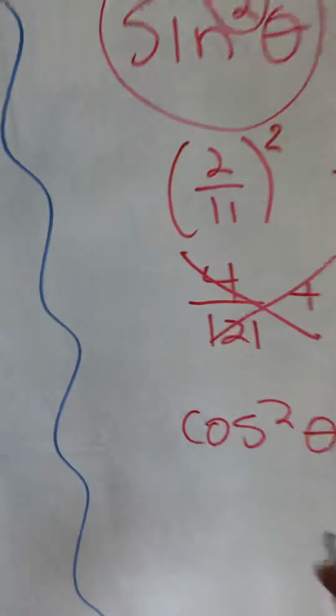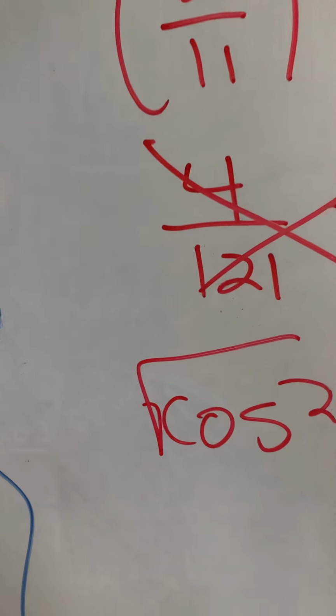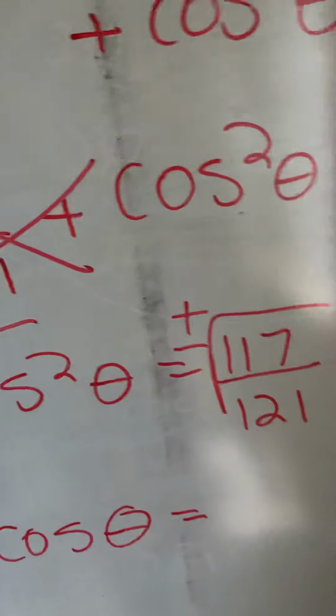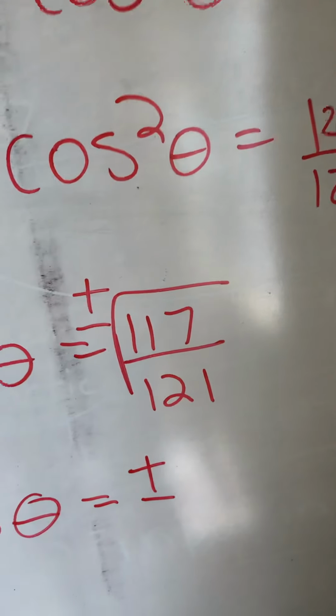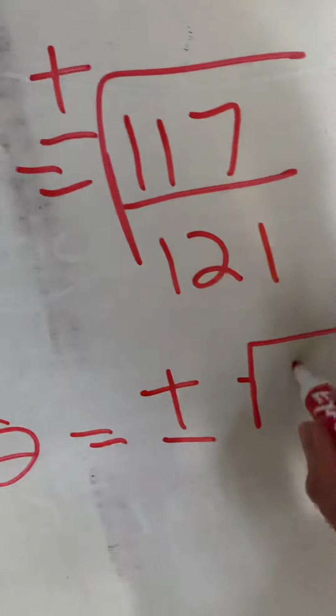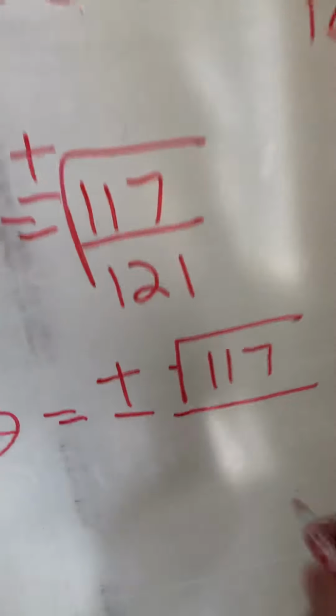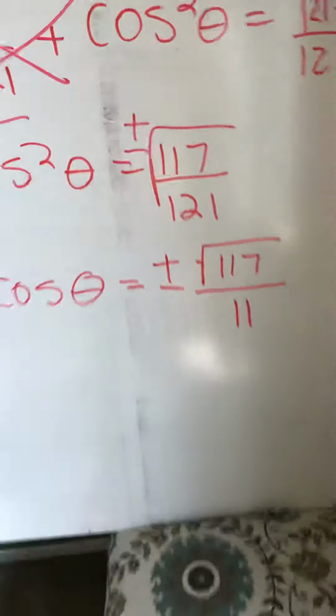And of course, we're going to take the square root, and we're not going to forget our plus or minus. Right? Plus or minus. Now, the square root of 117 is not perfect. The square root of 121 is 11. There we go.